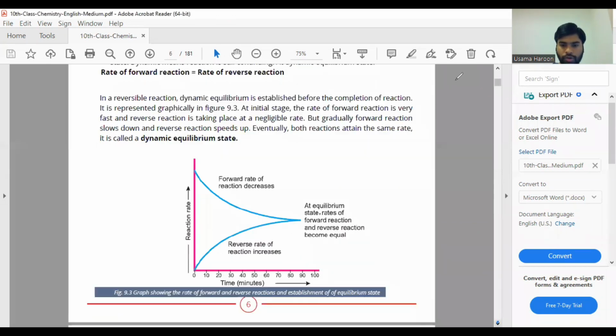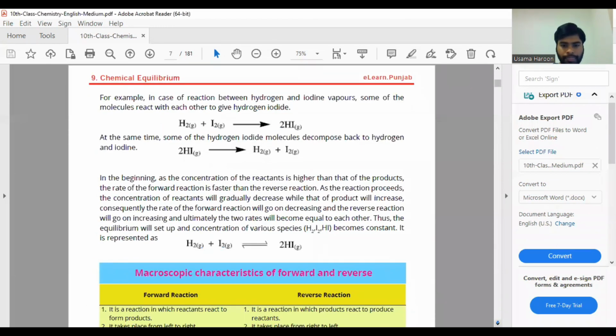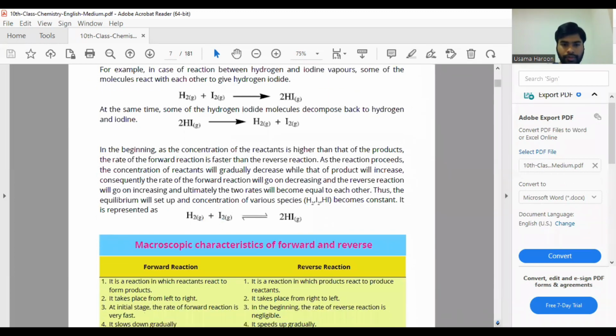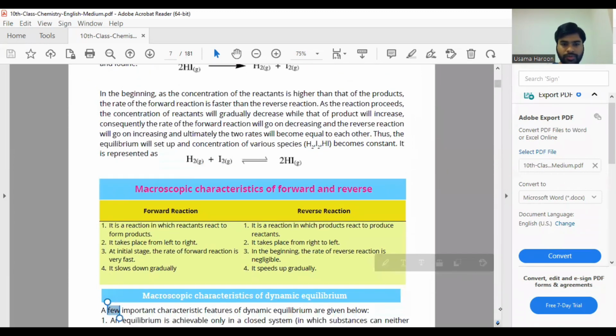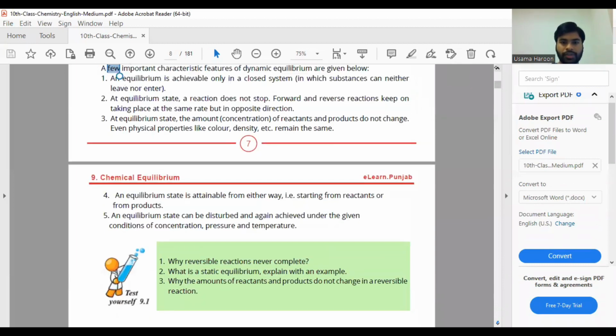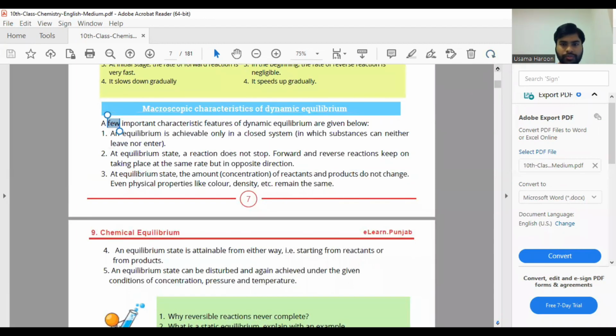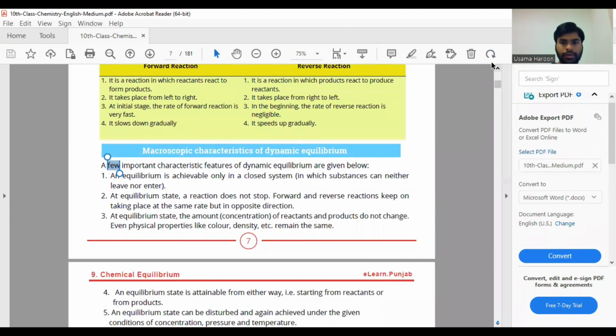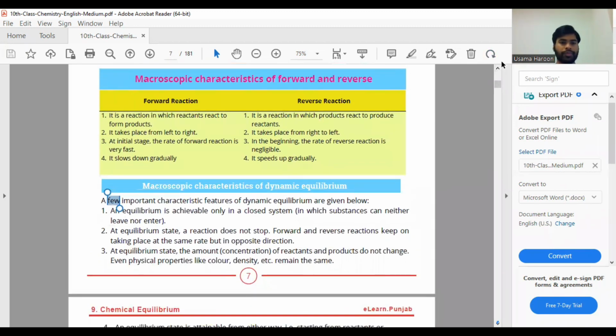Let's move on to the next topic, that is the difference between the forward and the reverse reaction. It could come as a short question in your board exam. So let's just discuss it. There are four characteristics that have been given to you for the forward reaction and for the reverse reaction. First one is the forward reaction.